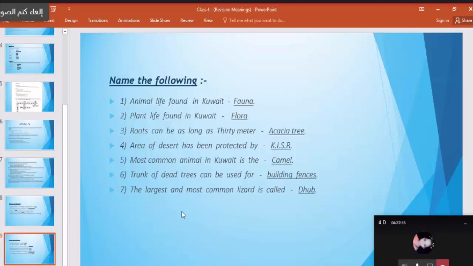Okay, so the fill in the blanks and name the following, we learned these. These are the tests. Yes. Okay. Fill in the blanks.